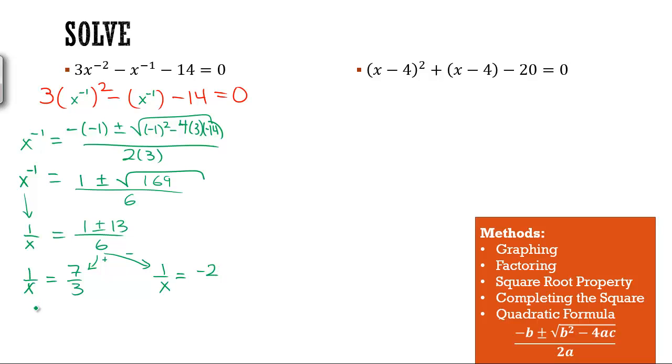So now we have to solve for x to get it back again. So notice you could multiply both sides by x and then divide by the other parts, but you can also notice that two reciprocals are going to always be equal. So this is the same as x over 1 equals 3 over 7. So x is 3/7, or x is negative 1/2.